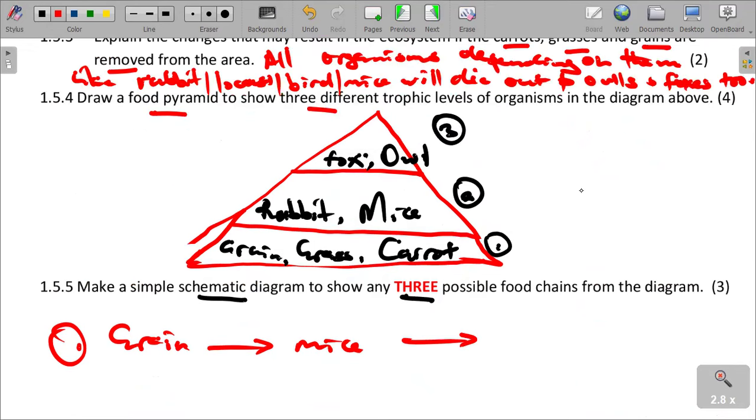A is showing the aorta. B, as you can see at B there, this is the bicuspid valve. And C is the left ventricle.